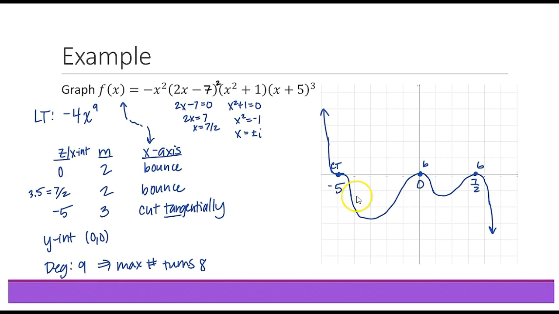So this is a sketch. Again, we don't know how low these little local minimums go. It's just a sketch. But let's count the turns. So we have 1, 2, 3, 4 turns. We only had 4 turns this time, but that's fine because as long as I didn't have more than 8. The maximum number of turns is 8.